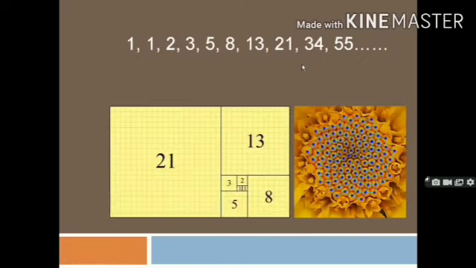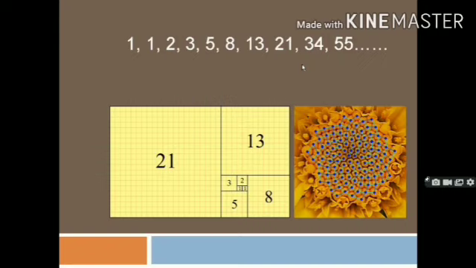Like if you add 1 and 1, you will get 2. If you add 2 and 1, you will get 3. And like this, it goes on. So, this is called a Fibonacci sequence, and many of you must have heard about it. So, what is the importance of this Fibonacci sequence?